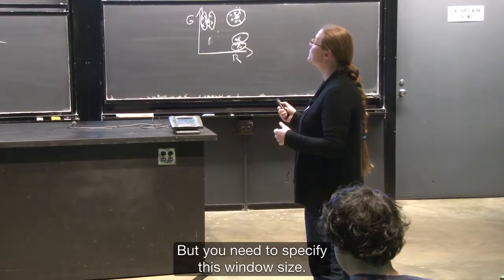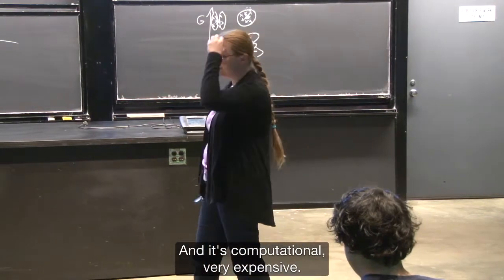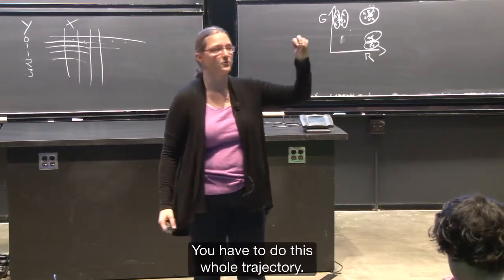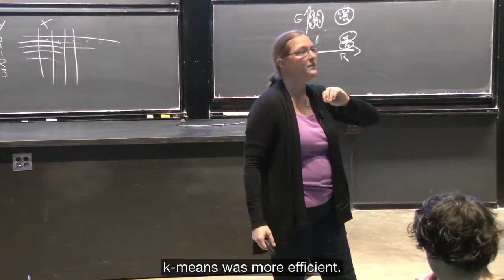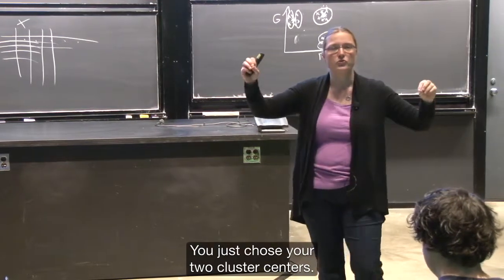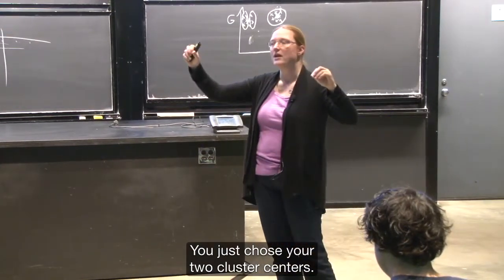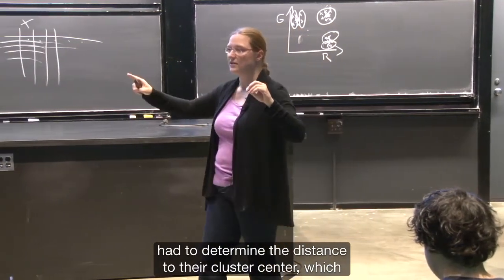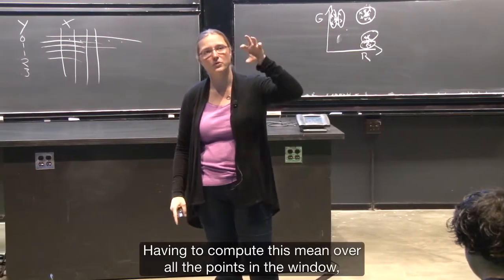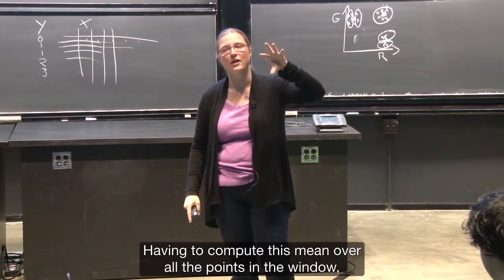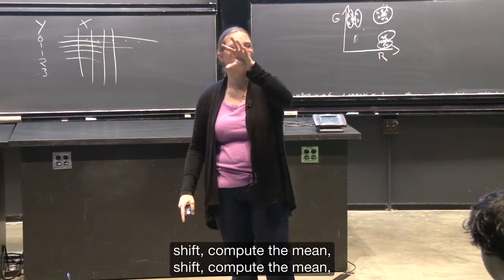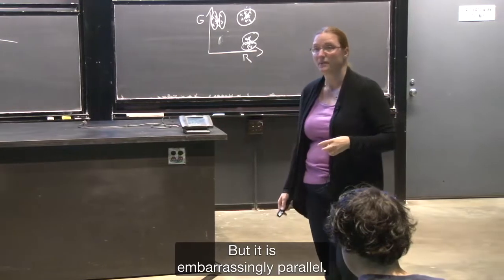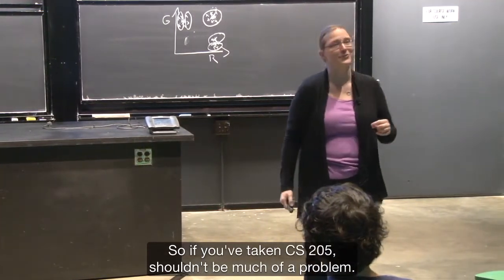But you need to specify this window size, and it's computationally very expensive. Why? Because you have to do it for every single data point. You have to do this whole trajectory, right? K-means was more efficient. You just chose your 2 cluster centers, and for each data point, you only had to determine the distance to that cluster center, which is fairly fast. Having to compute this mean over all the points in the window, shift, compute the mean, shift, compute the mean, that's a bit expensive to compute. But it is embarrassingly parallel, so if you've taken CS205, it shouldn't be much of a problem.